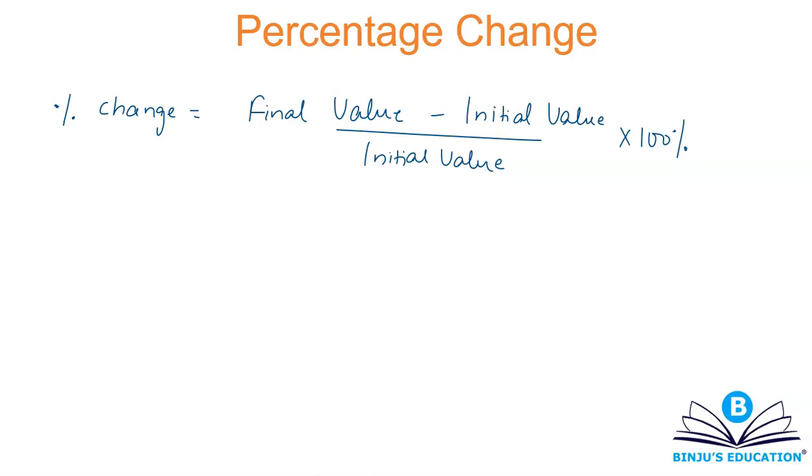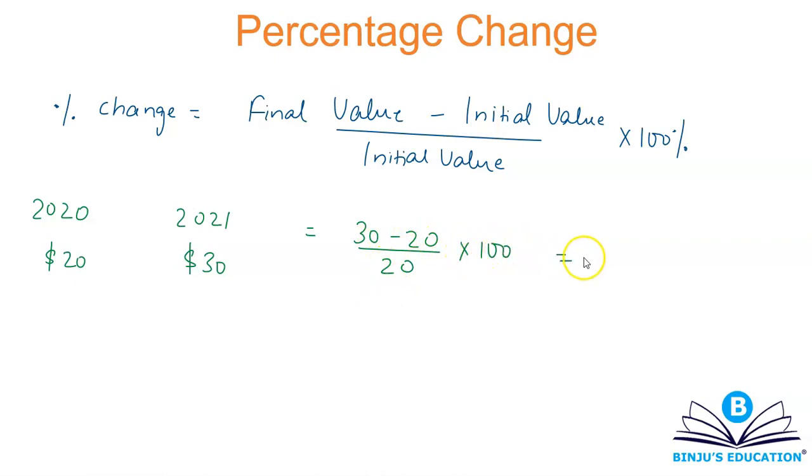Let's suppose I give you a simple example. Let's suppose the value of the stocks in 2020 was $20, and in 2021 it became $30. So what is the net percentage change? You'll say the net percentage change is 30 minus 20 divided by 20 into 100%, and your answer will come out to be 50%. That is, the net percentage change is 50%. So for easy questions like these, this formula definitely works out and you are never confused.